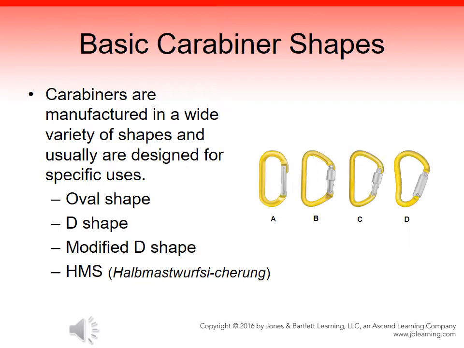Since the development of the D carabiner, other designs have been produced, such as the modified D and the HMS or Halbmastwurf carabiner, which is a pear-shaped carabiner designed for use with the Munter hitch.